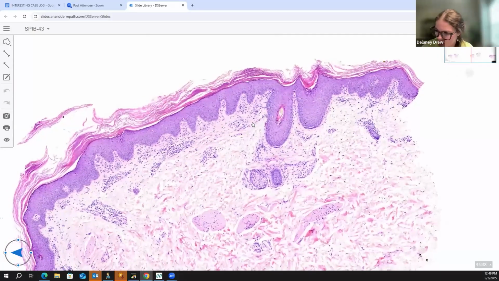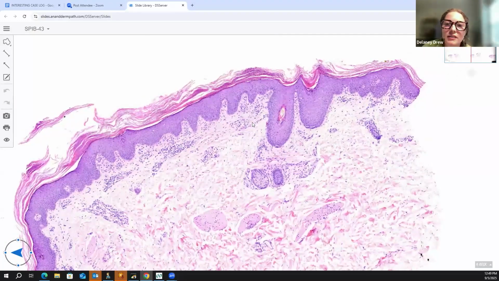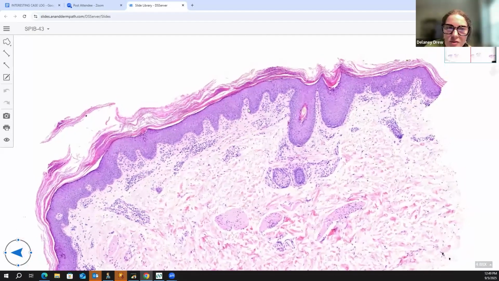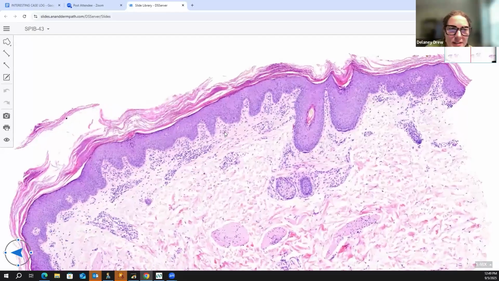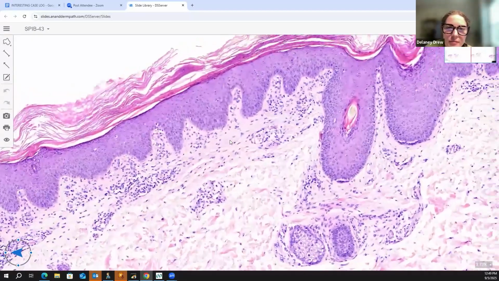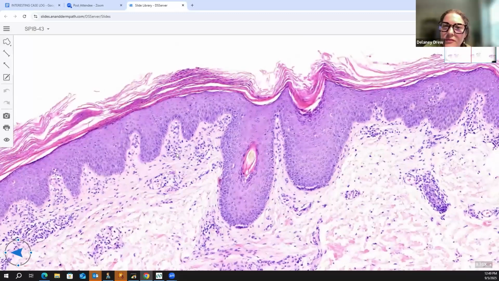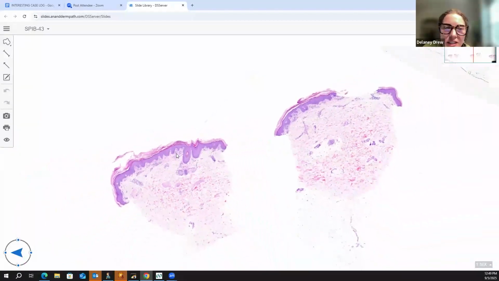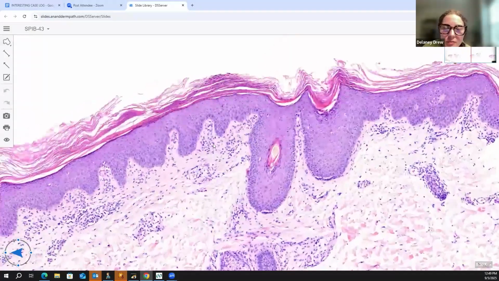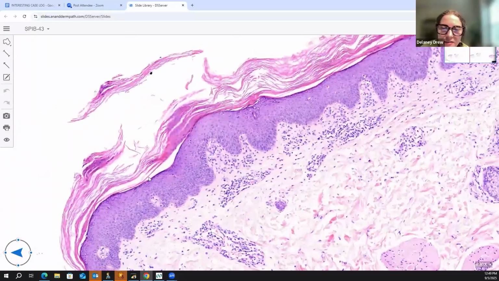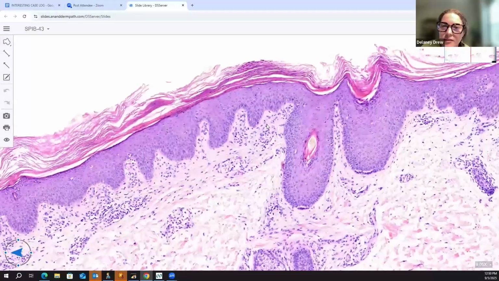Okay. So we've got some spongiosis, and then just mild changes, some parakeratosis, just mounded parakeratosis, and it's not really adherent. So I'm between PR and guttate. I lean towards PR. Okay.